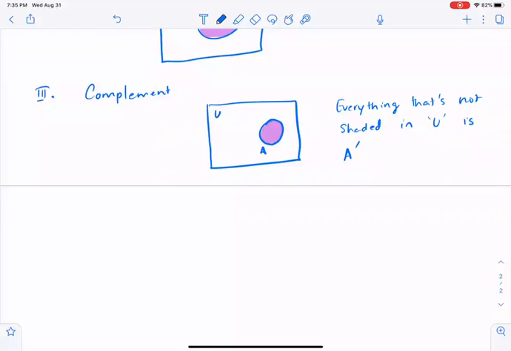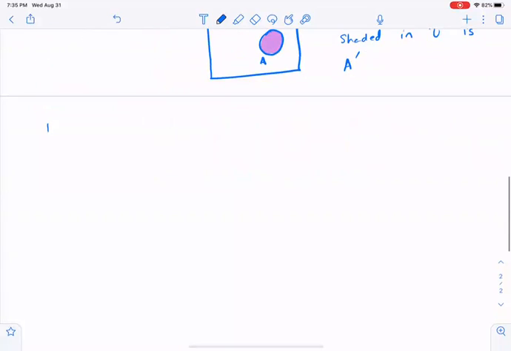Next case, case number 4, some commonality between two sets. I'll call it not disjoint sets. In other words, there is something in common between two sets.